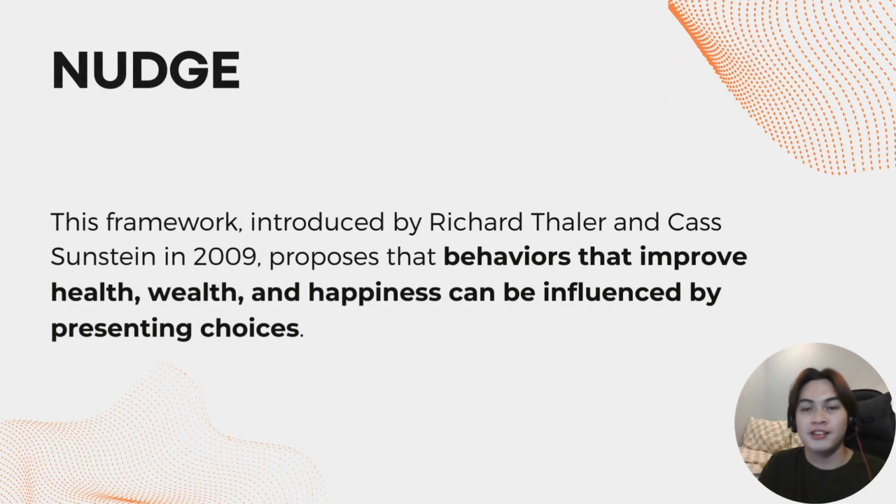On to the next one, nudge. This framework, introduced by Richard Thaler and Cass Sunstein in 2009, proposes that behaviors that improve health, wealth, and happiness can be influenced by presenting choices. For example, children in a school cafeteria or canteen can be influenced to choose healthier options by placing the food at eye level or at the beginning of the food display.